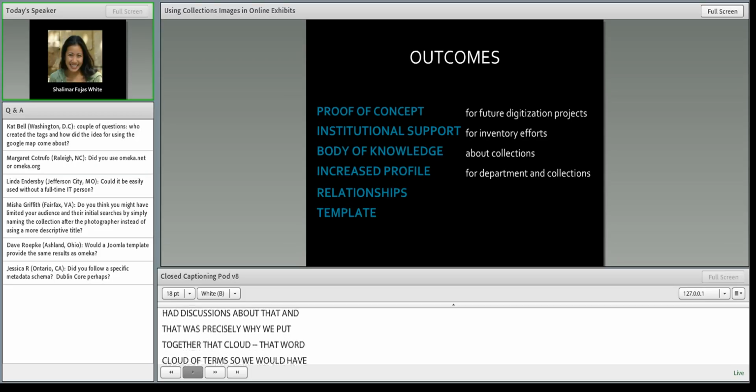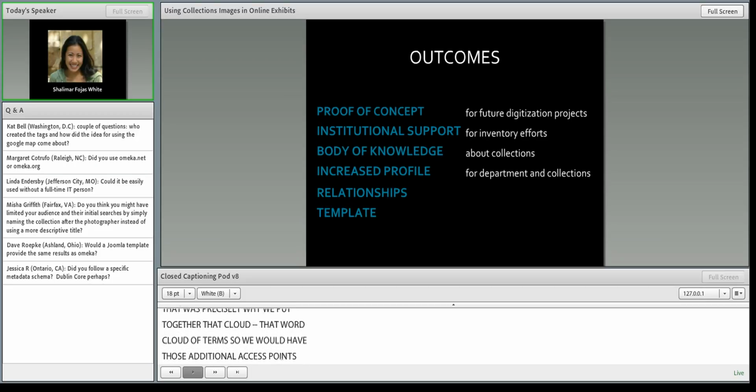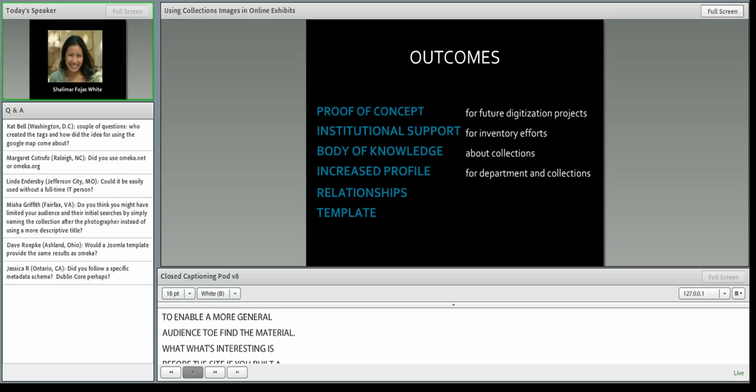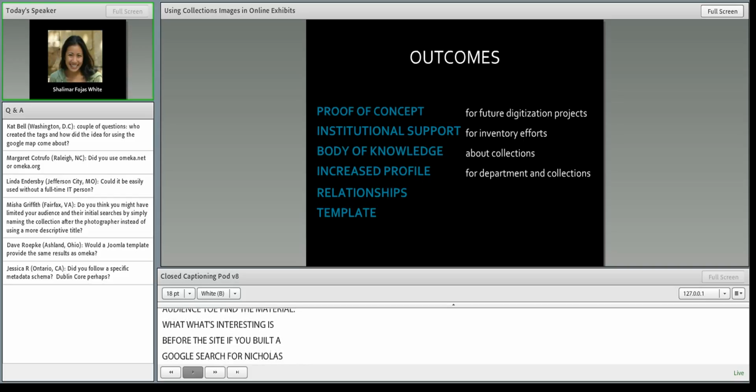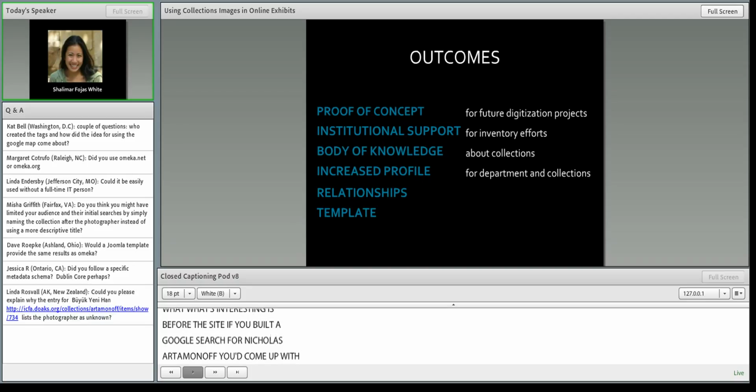So that we would have those additional access points to enable a more general audience to find the material. Before we built the site, if you did a Google search for Nicholas Artamonoff, you'd come up with lots of very strange results, mainly relating to genealogy sites. But one benefit of naming it after the photographer is that if you do a Google search for Nicholas Artamonoff now, we're the first thing that shows up, which is really great.